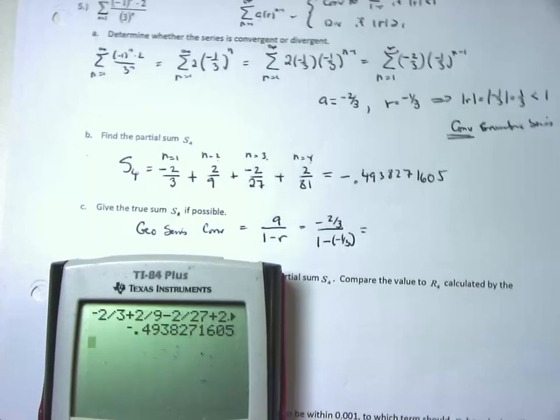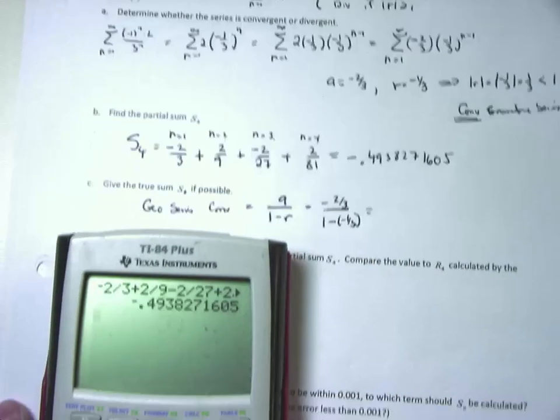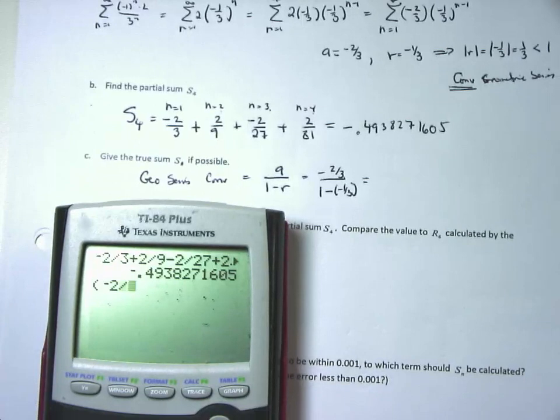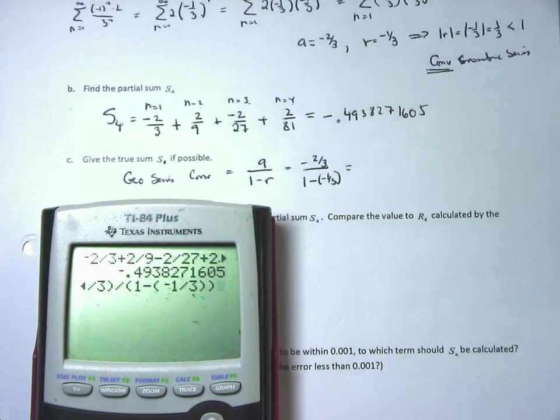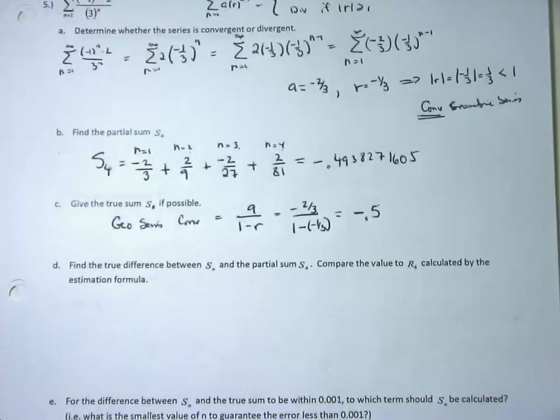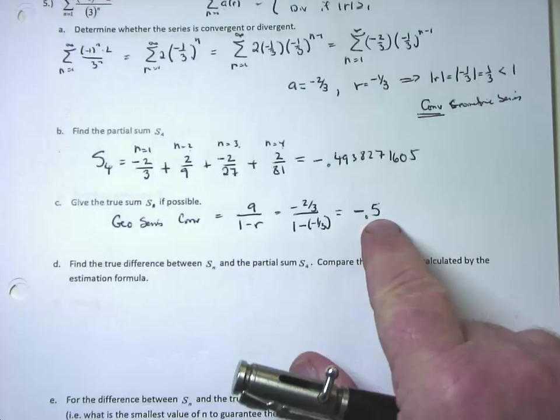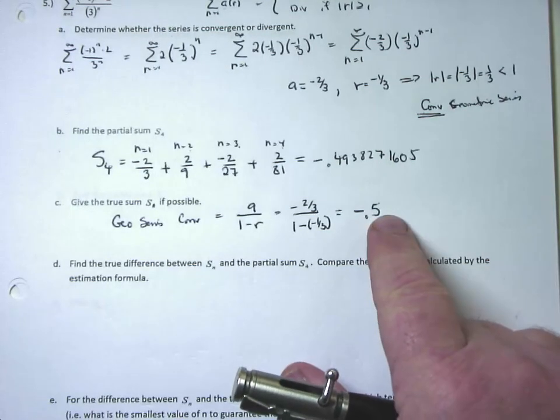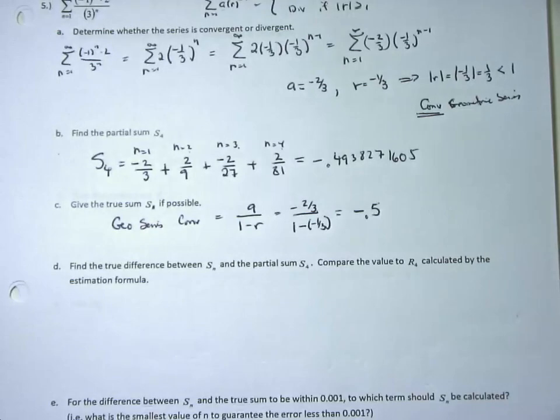If I put that on my calculator, the infinite series is going to converge to, parentheses, numerator negative 2/3, divided by parentheses 1 minus parentheses negative 1/3, close parentheses for the denominator. I end up getting negative 0.5. Even though I just added up the first 4 terms, I got negative 0.4938, which is pretty close to negative 0.5, which is truly what it adds up to, because it was a geometric series.